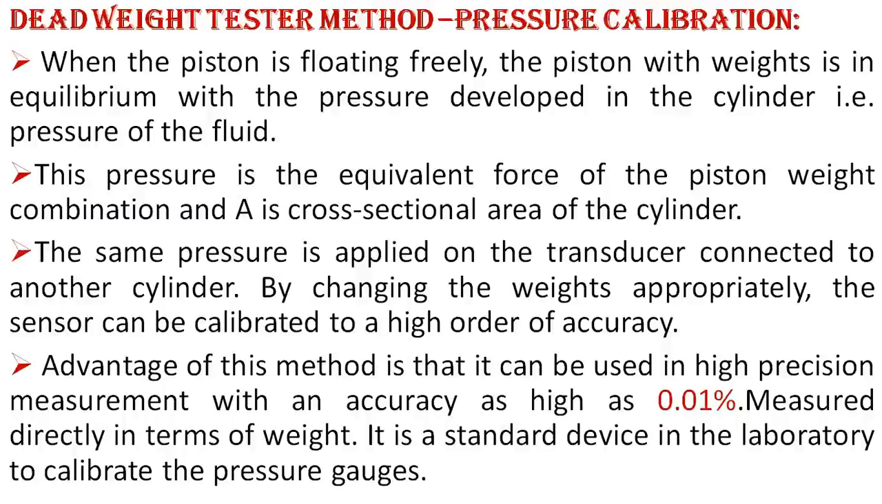The same pressure is applied on the transducer connected to the other cylinder by changing the weights appropriately. The sensor can be calibrated to a high order of accuracy. The advantage of this method is that it can be used in high precision measurement with an accuracy as high as 0.01%. Measured directly in terms of weight, it is a standard device in the laboratory to calibrate pressure gauges.